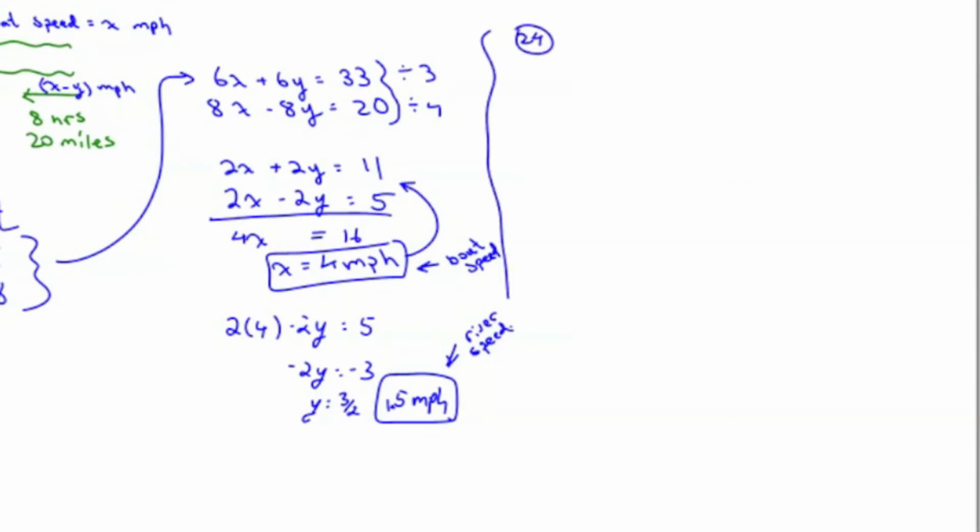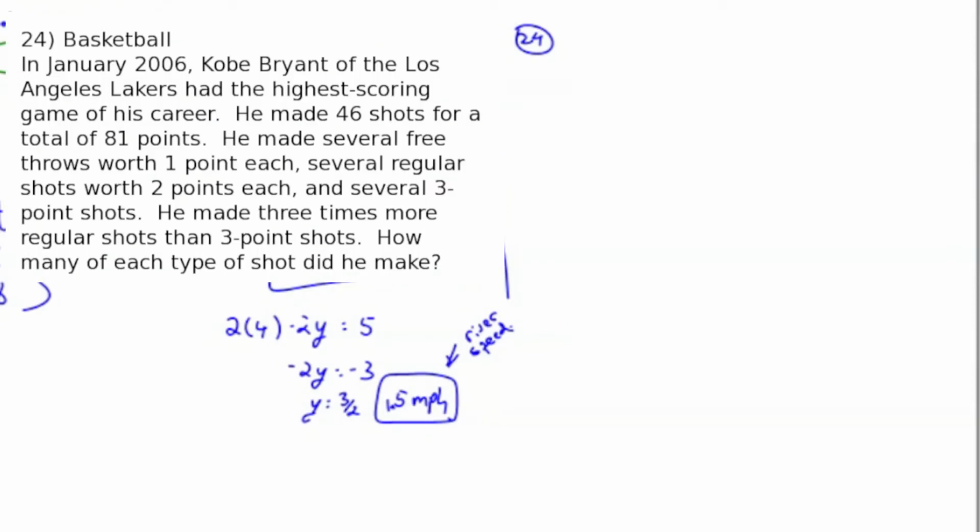In January 2006, Kobe Bryant and the Los Angeles Lakers had the highest scoring game of his career. He made 46 shots for a total of 81 points. He made several free throws, which are 1 point each, several regular shots, 2 points each, and several 3-point shots. He made 3 times more regular shots than 3-point shots. How many of each type of shot did he make?